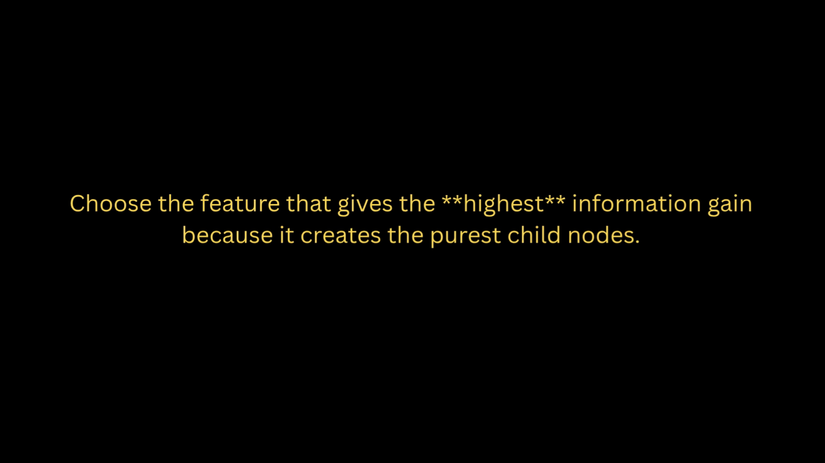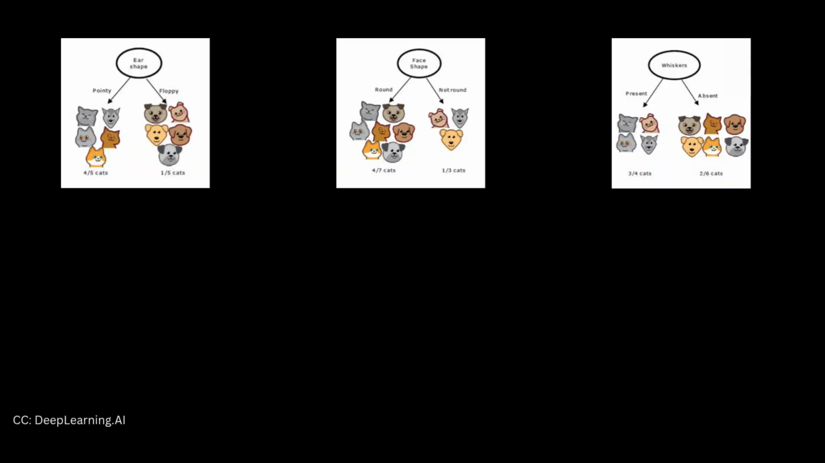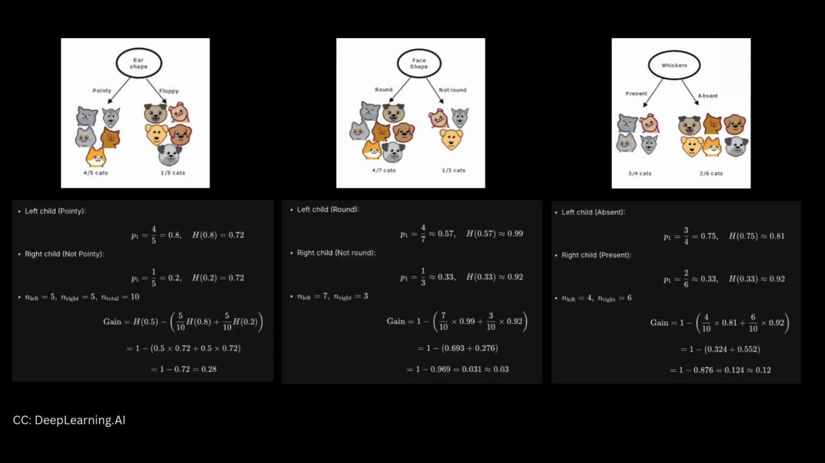To make this concrete, look at three small trees on your screen. Each tree uses a different feature as the root: ear shape, face shape, and whiskers. After calculating entropy and the information gain for each, we get values like 0.28, 0.03, and 0.12. The highest is 0.28, so we will pick tree 1, ear shape, as the first split.